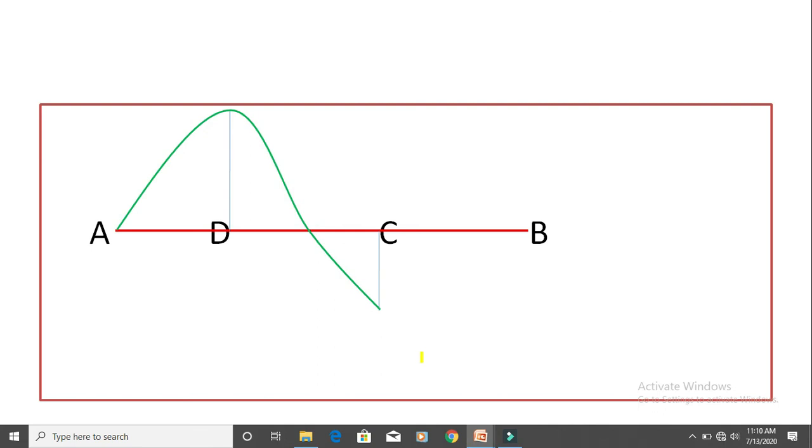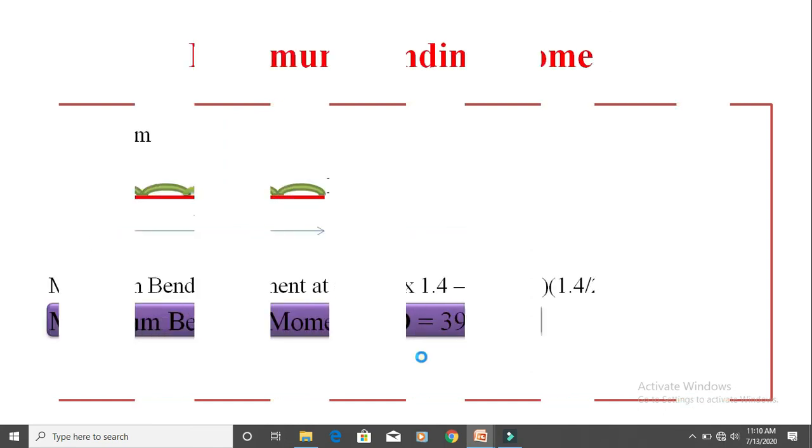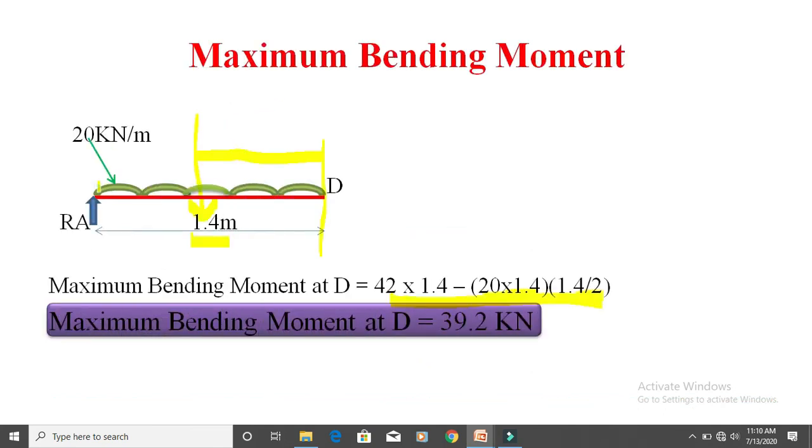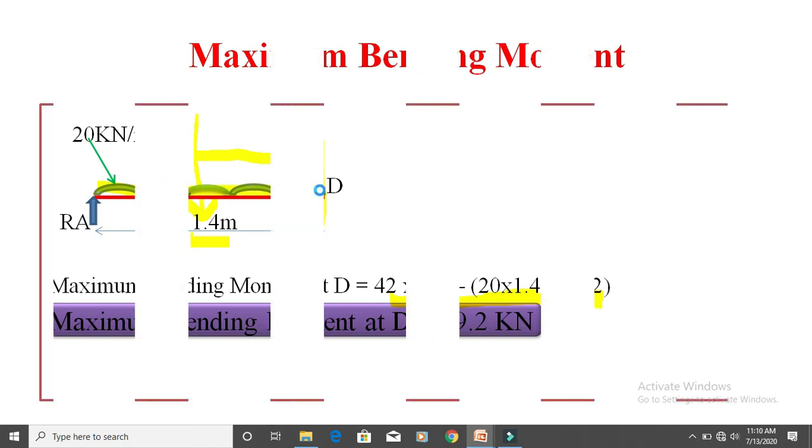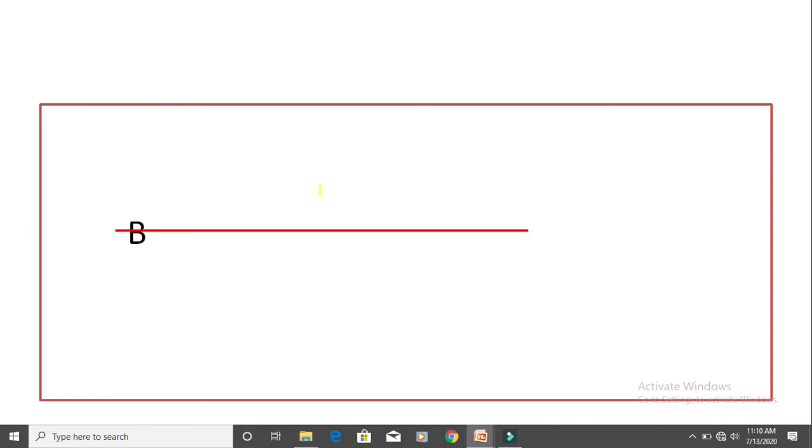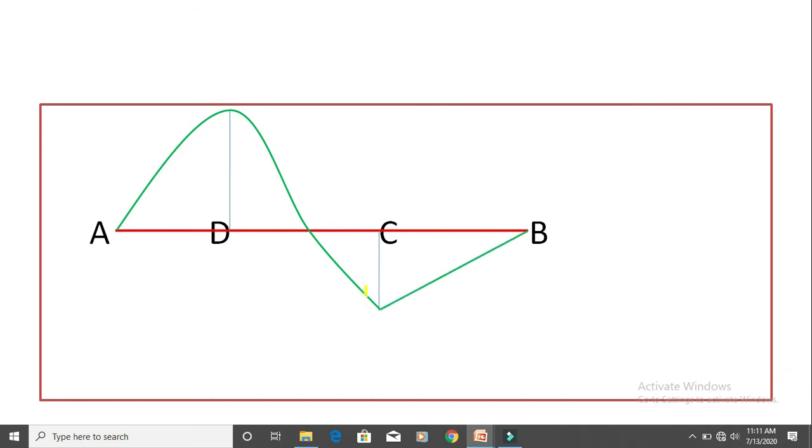Now we should draw A to D. In between A and D there is a UDL load, so it is joined with a parabolic curve. This is a parabolic curve. D and C also have a UDL, so they are also joined with a parabolic curve. And between C and B there is no load, so it is joined with an inclined line. So this is the bending moment diagram.